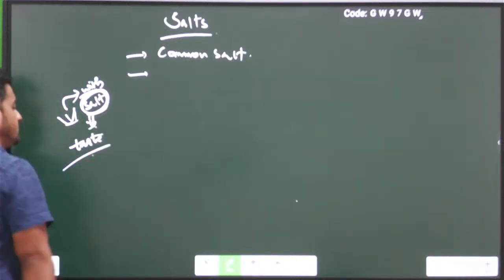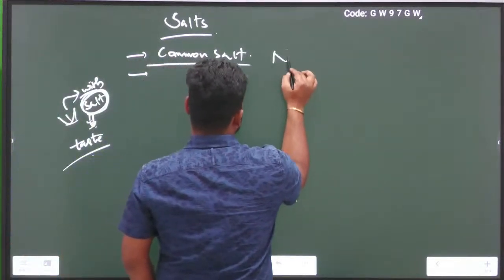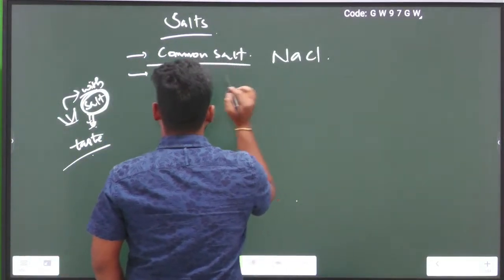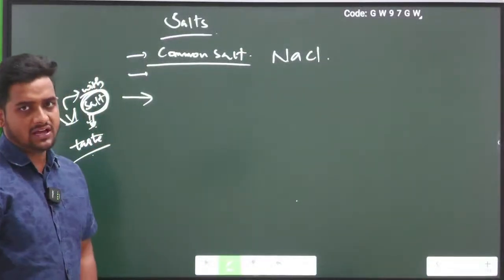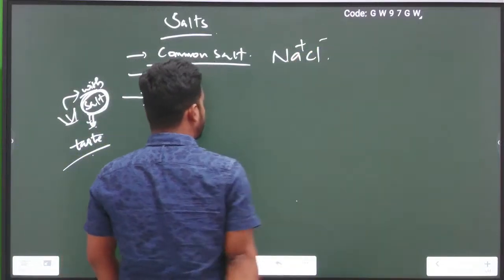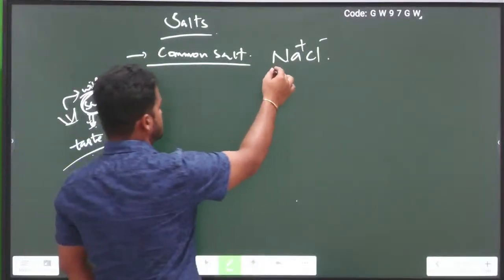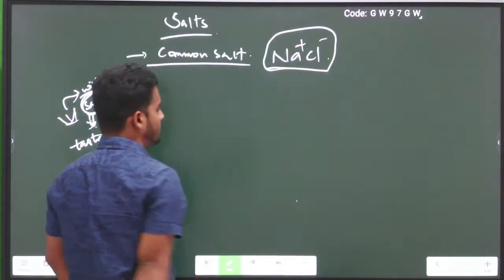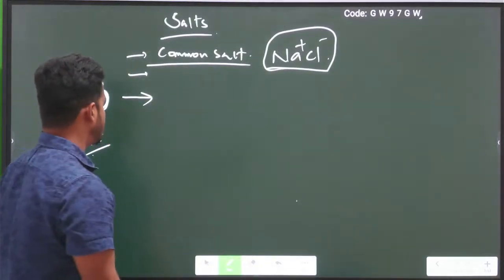So to add the taste, we are adding this common salt. This common salt is nothing but NaCl, Na+ Cl- molecules. In the upcoming chapters, I will not discuss in this much depth. You should understand it here itself, how it is forming a bond between them, how electrons are being lost.